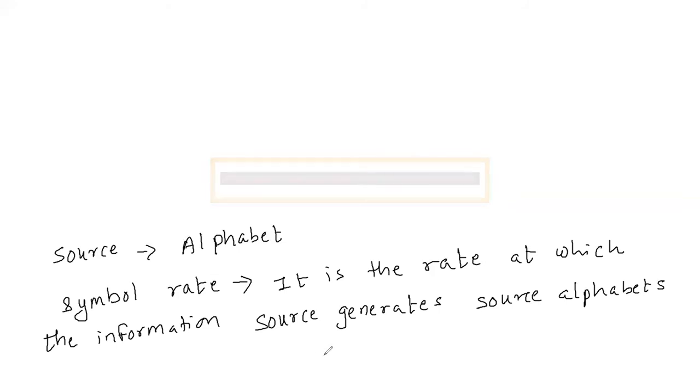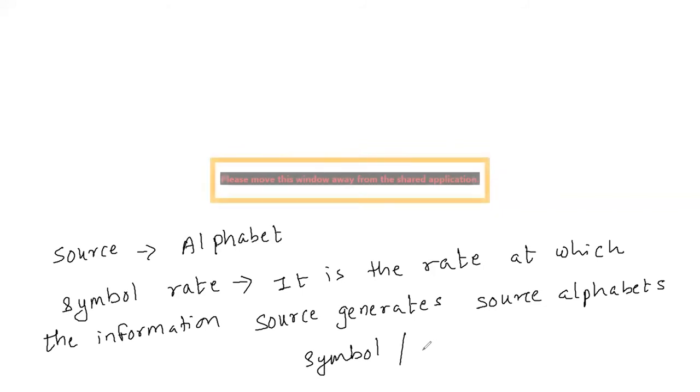And its unit is called symbols per second. Remember this, we are going to use the terminology in the numericals also. So symbols per unit or per second unit, you can say that rather.